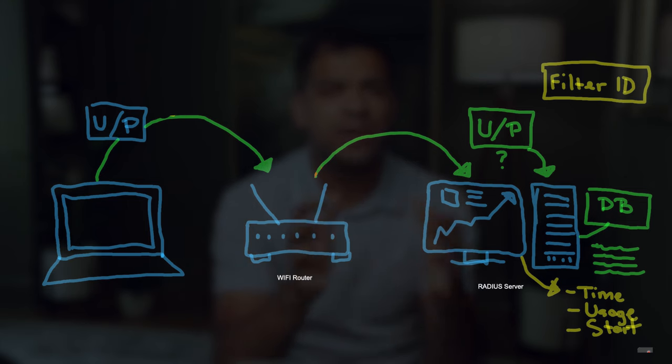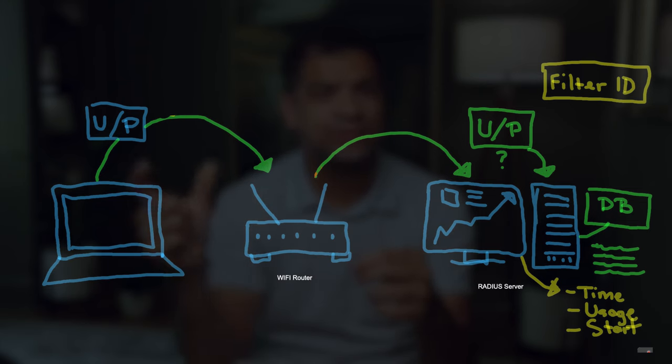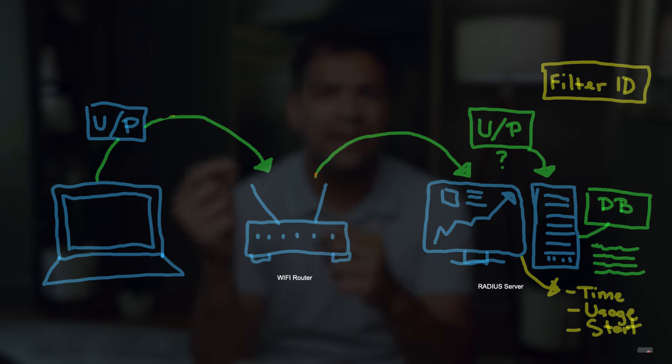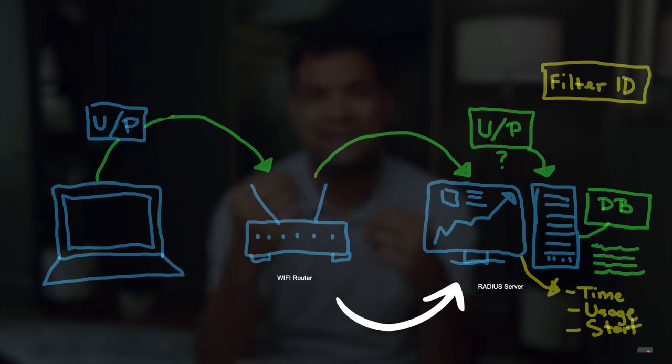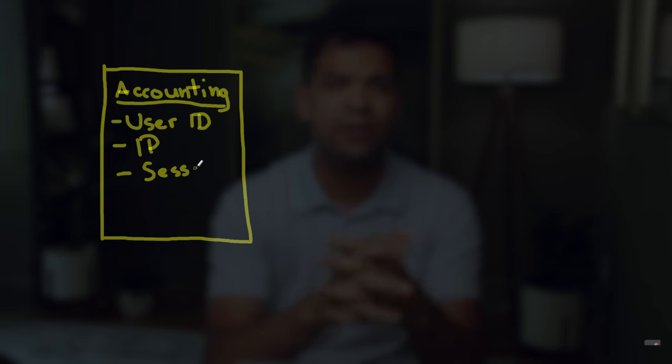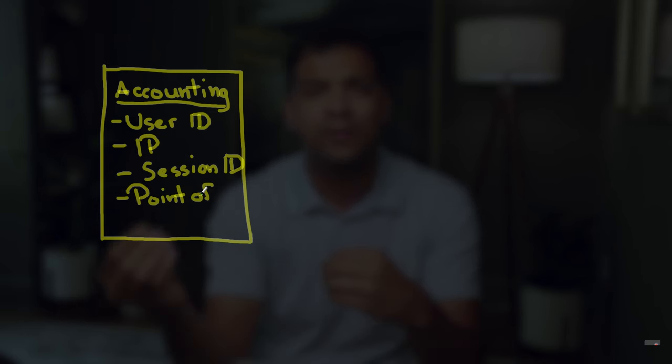This whole process starts back when the user is granted access to the RADIUS server. The RADIUS client will send a RADIUS accounting request packet known as an accounting start to the RADIUS server. That request packet has the user ID, the network address, and a session identifier and a point of access. Where did they get on the network?